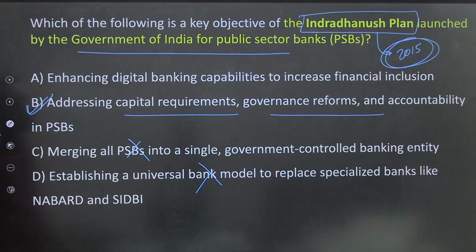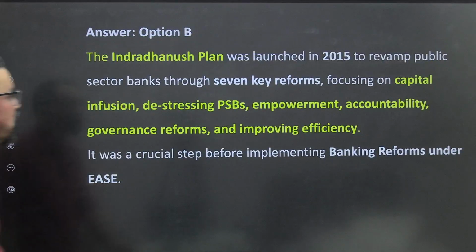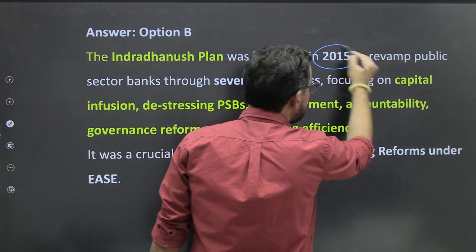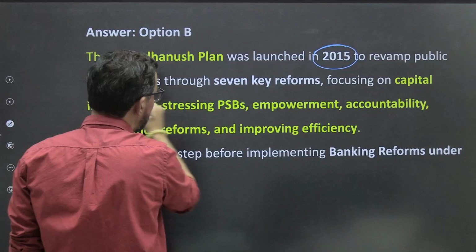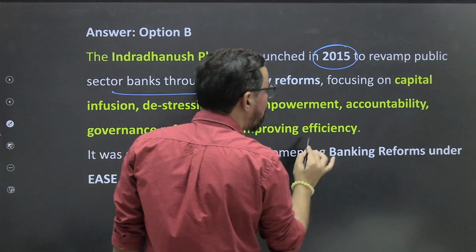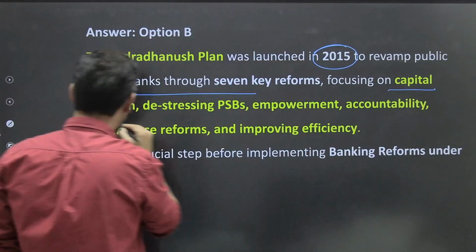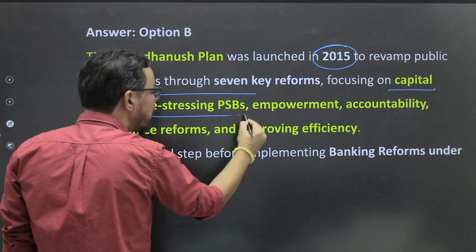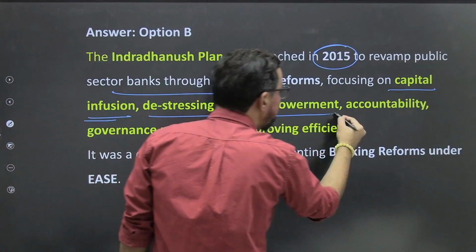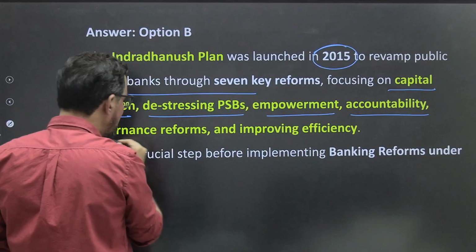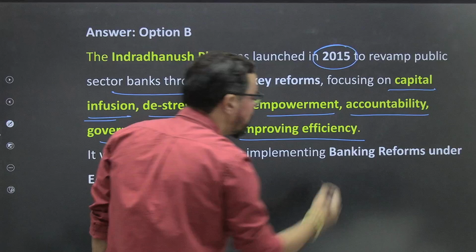And option B will be the right answer. So the Indradhanush Plan, which was launched in 2015 to remap public sector banks through 7 key reforms, focusing on capital infusion, de-stressing public sector banks, empowerment, accountability, governance reforms, and improving efficiency.